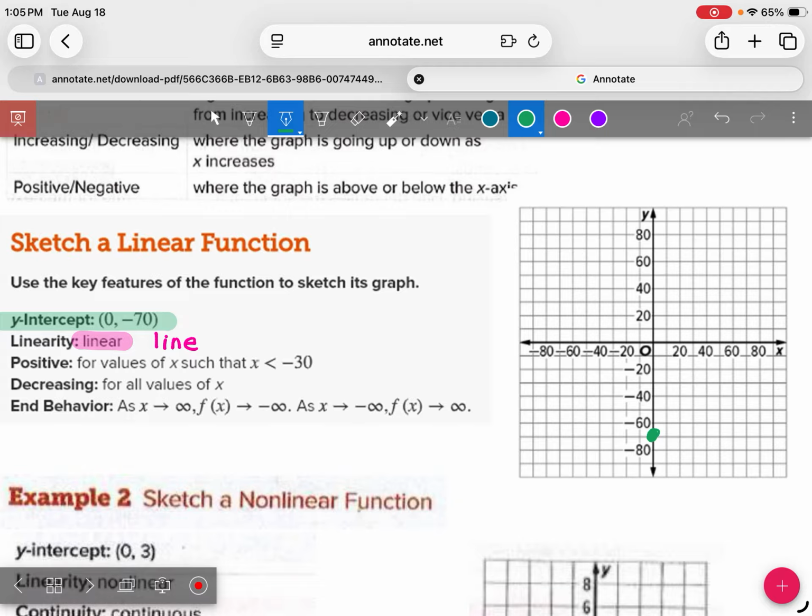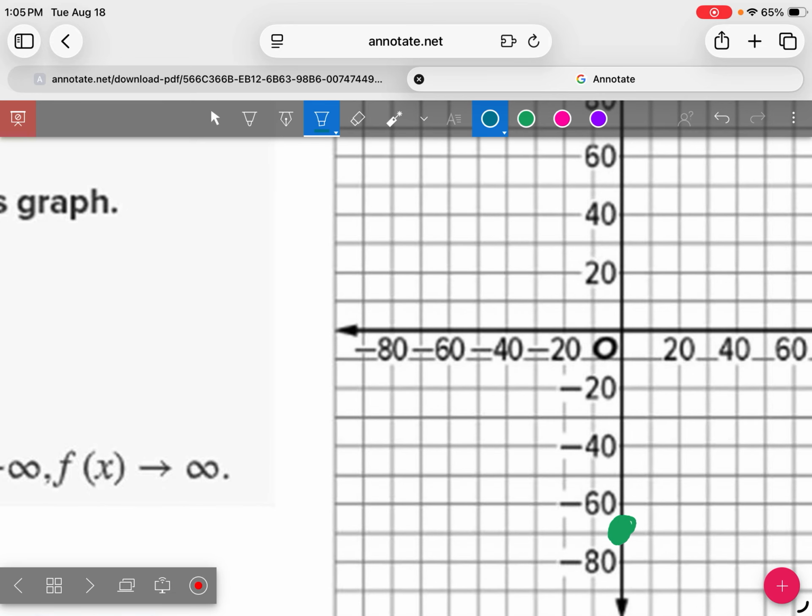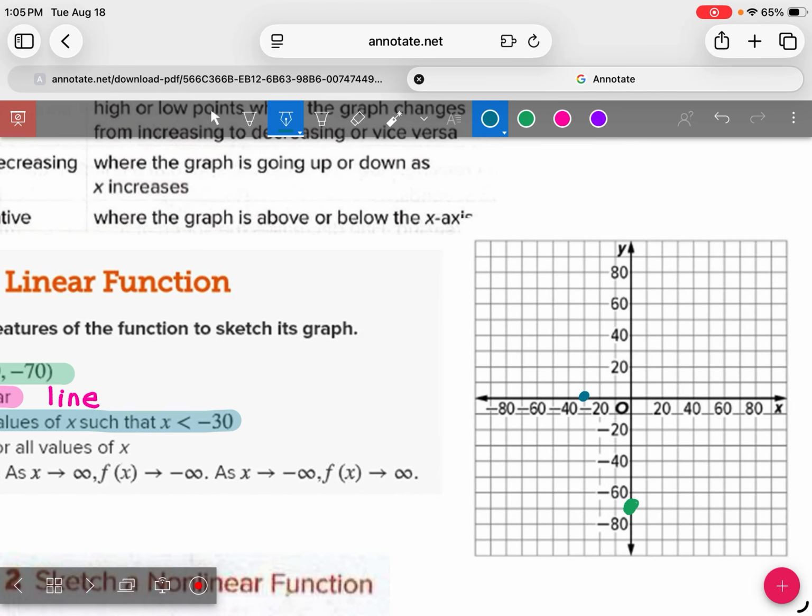Most of the time we're going to give you more information than that spot where we need it. But we're going to look here. When x is at -30, I'm going to draw a dot right here. That's where x is -30. When x is smaller, so when x is littler or more negative, my line needs to be above. My line needs to be up here.